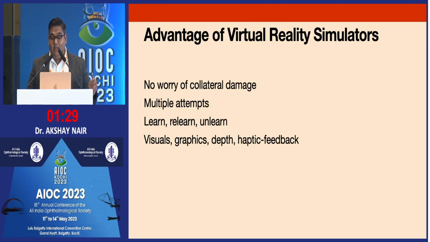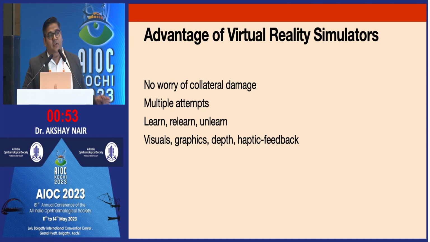So the simulator itself is able to grade your performance and tell you whether it was satisfactory or not. And the advantage of these simulators is that there's no worry of collateral damage, because you're not harming the patient. If you were to do the same thing on a real patient, the patient may end up with suboptimal vision. But here, you can do multiple attempts, you can learn, unlearn, relearn. And the advantage of this is that the visuals, the graphics, and the realism, along with the haptic feedback, which means that when you touch the virtual eye, your instruments actually give you the sensation of touching a human eye. So the spatial realism is also extremely high.